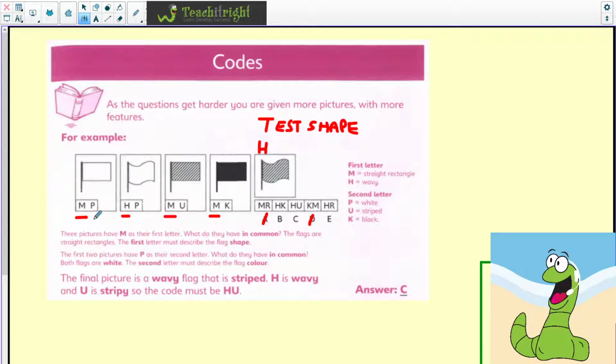Looking now at the second letter, the two P's because they're blank in shading. You can see why they are similar. The U is because it's striped and the K is because it's bold. What do we need? Well, we obviously need it to be striped. So it is going to be an H and a U. So the final picture is a wavy flag that is striped. H is wavy and U is stripy. So the code should have been HU.